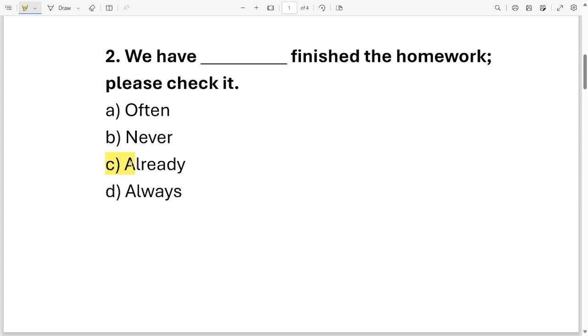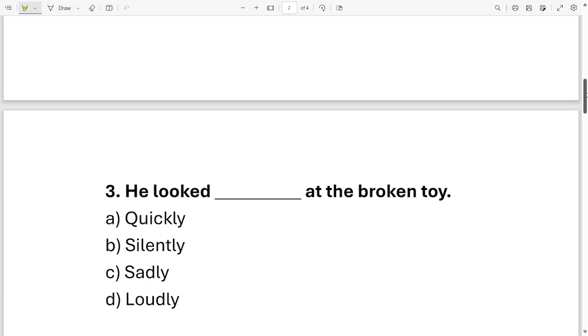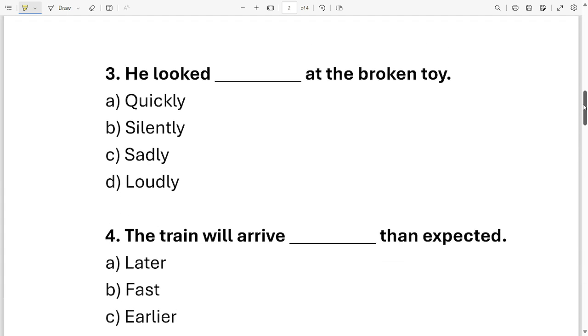Those who are saying option C already are absolutely right. Well done. We have already finished the homework. Please check it. And don't forget to give yourself 1 mark for each correct answer because each question carries 1 mark. And keep counting your marks.